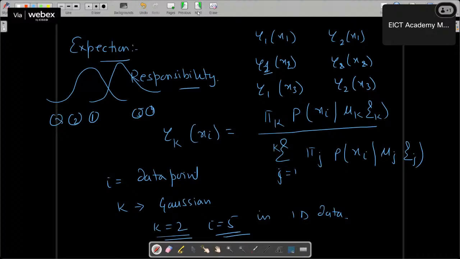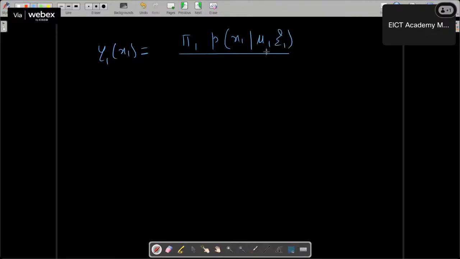Okay, so now the first is the responsibility. Let's say gamma 1 x1. The gamma 1 x1 will be pi1, that is a weight, times the probability, that is the PDF or likelihood, of this x1 given mu1 and sigma 1 of the first distribution, divided by pi1 times the probability of x1 given mu1 sigma 1, plus pi2 times the probability of x1 given mu2 sigma 2.